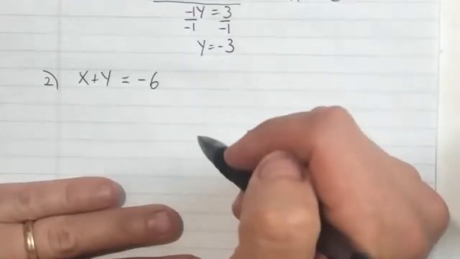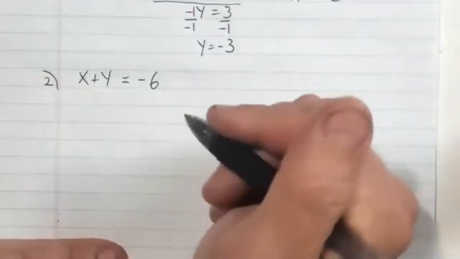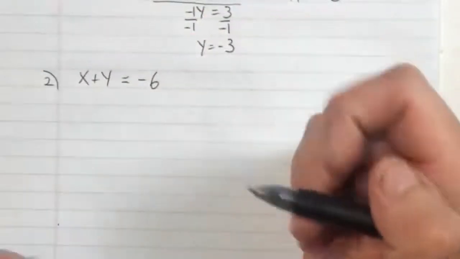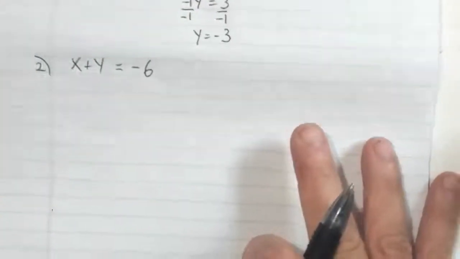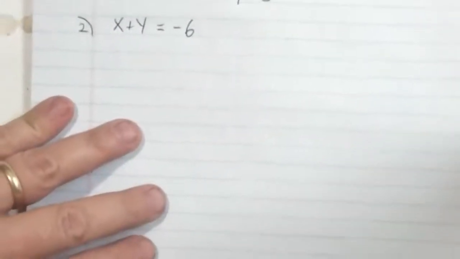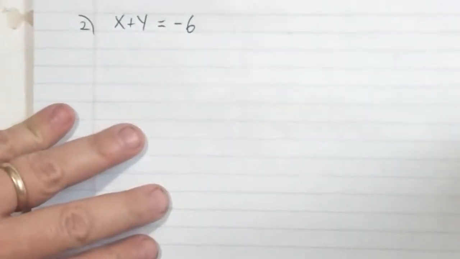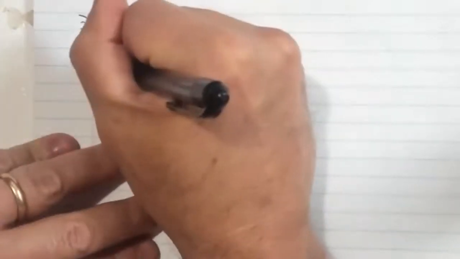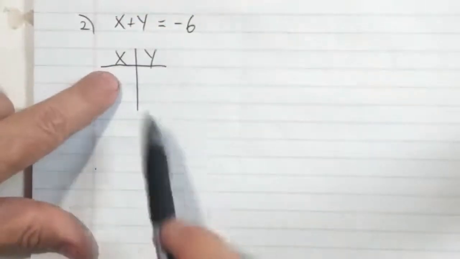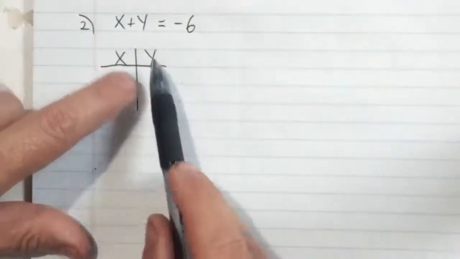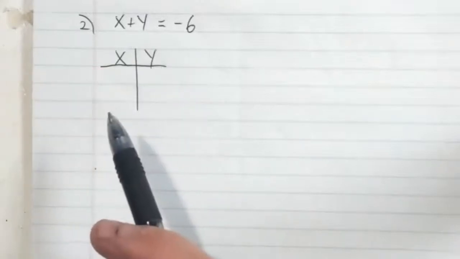Again, what do I need in order to draw a line? I need 2 points. I need at least 2 points. So unlike number 1, where they tell you what values you have to use, you can use any values you want to solve this problem. So you could pick a value for x and solve for y, or pick a value for y and solve for x, however you want to do it.